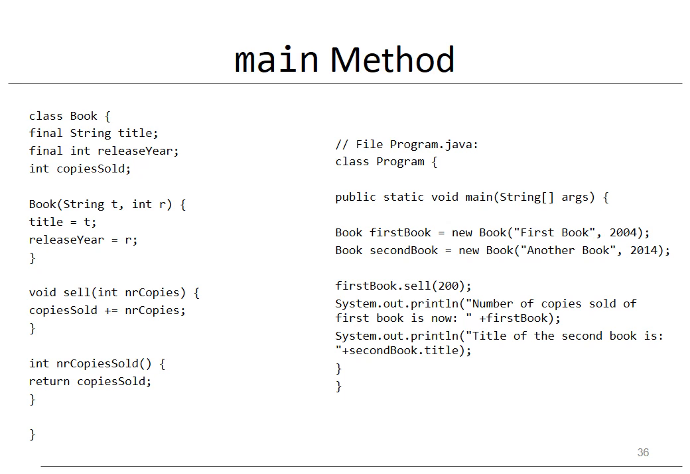The main method creates two book objects, calls the sell method for the first book object, and then prints the number of copies sold of the first book and title of the second book to the console.